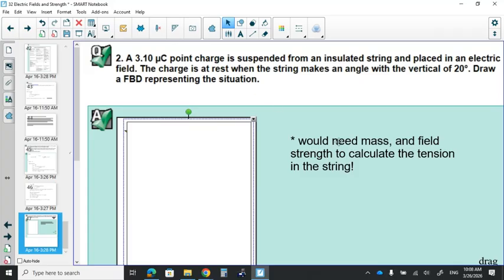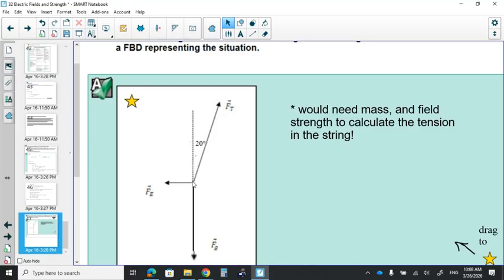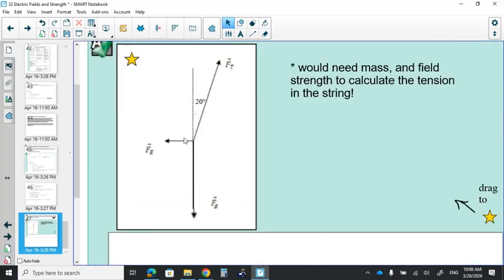You would need the mass. You would need the field strength. You would need other information to do more with it, to get tension in the string, for example. But the way it is, the question is just, okay, visualize there's gravity down, there's a tension in the string, and there's an electric force to the left due to the electric field. And it says, place an electric field and so on. So the electric field is causing that force.